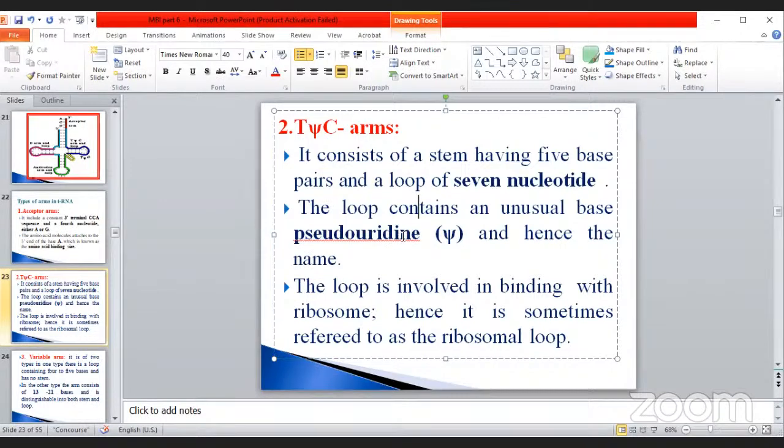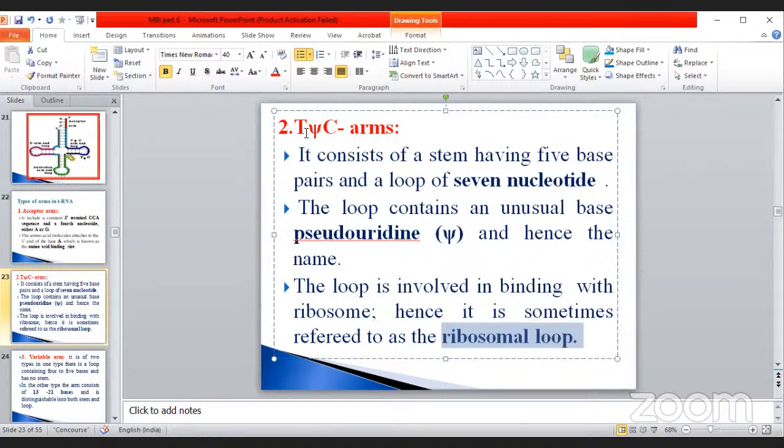It contains, see, in the loop an unusual base, pseudouridine. Don't forget, my dear students, pseudouridine, and hence the name. T-psi-C is also called pseudouridine. What is the loop for? The loop is involved in binding with the ribosome. Hence, it is sometimes referred to as the ribosomal loop. This is called the ribosomal loop.